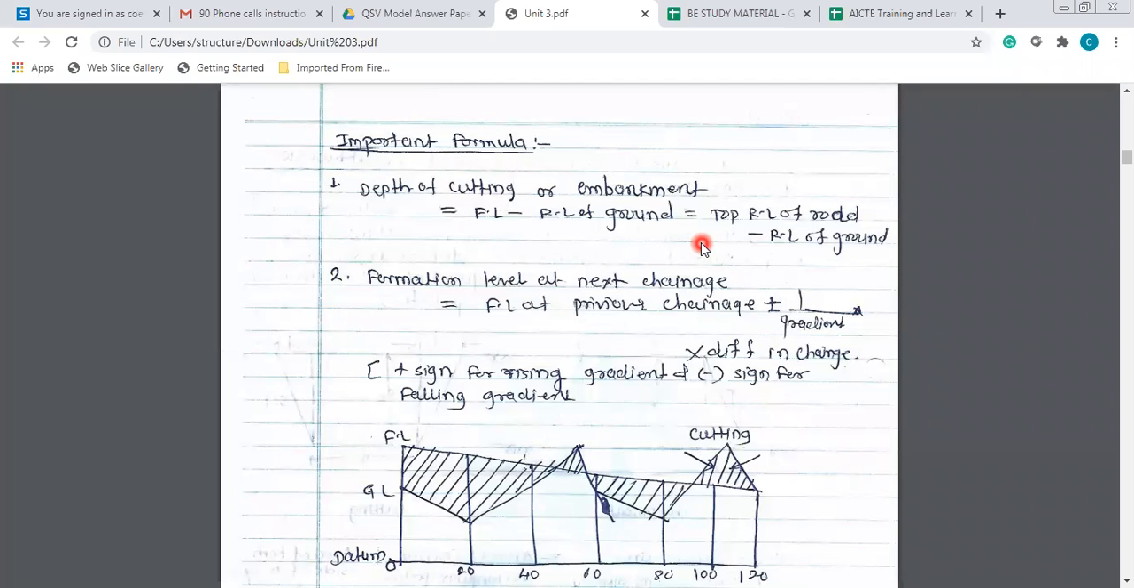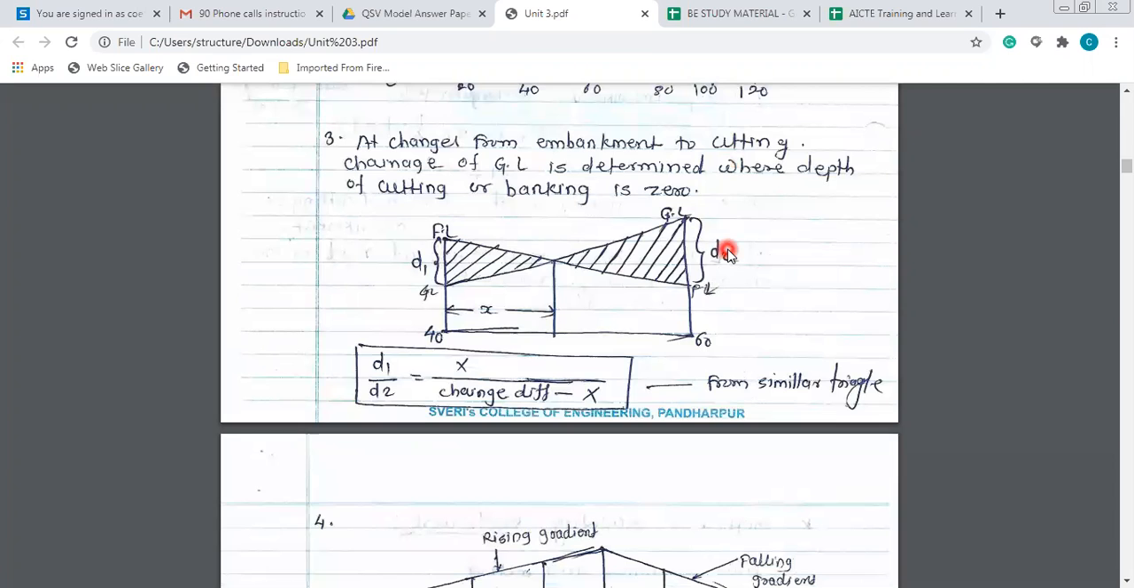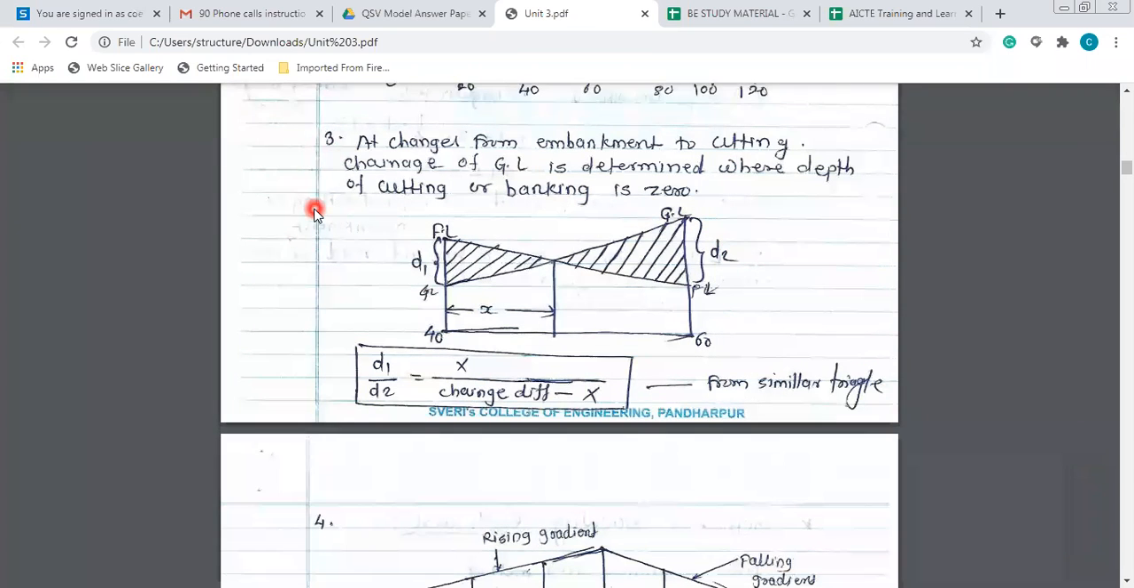Have you noted the formulas? If yes, you have completed this page, I will scroll up. You can note down this also. Point number 3, difference in the chainage, and determining the unknown distance.